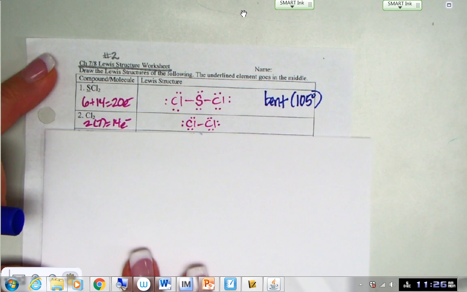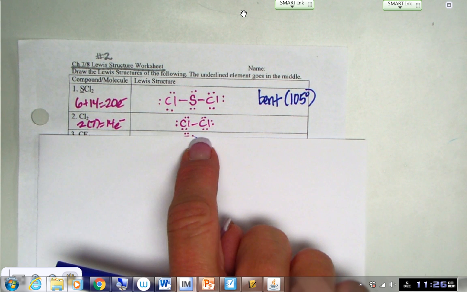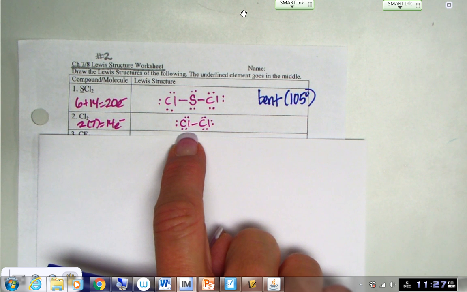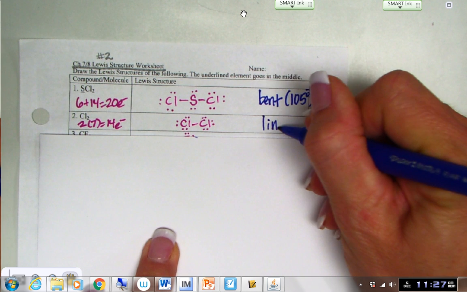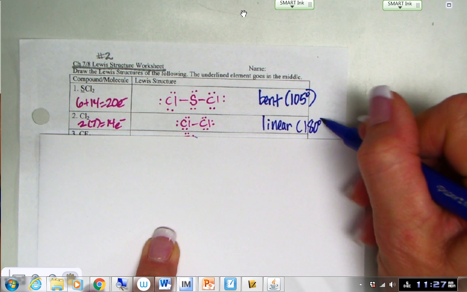All right, for the next one. Now, this one does not have a central atom. Remember I said in class that the only way to attach 2 points, since there's not a central atom, no vertex, if you will, is in a straight line, so you would just call this linear. And of course, that's 180 degrees for all linear. 180 degrees is straight across.